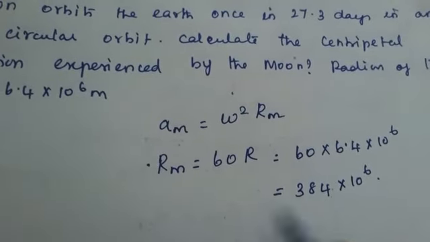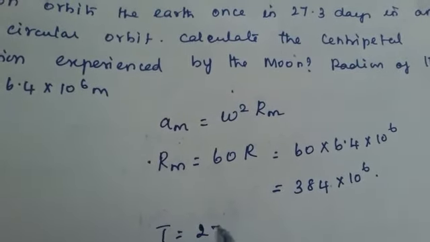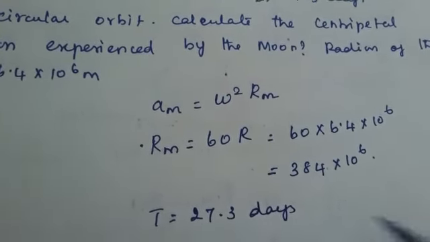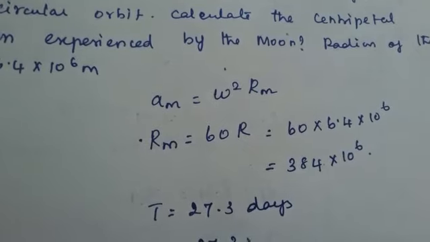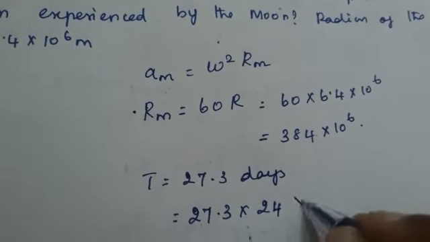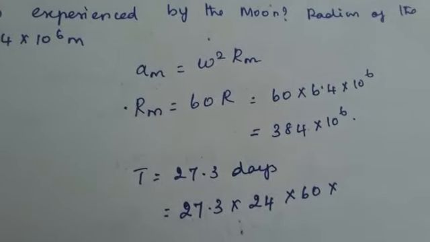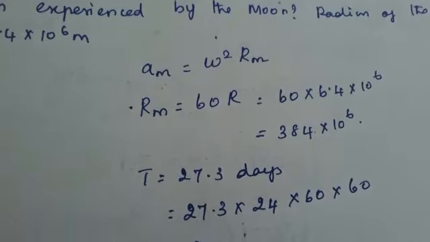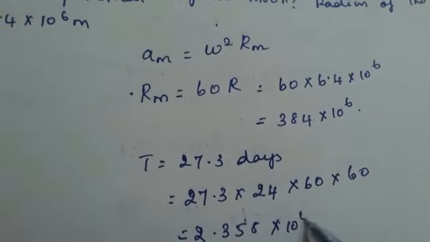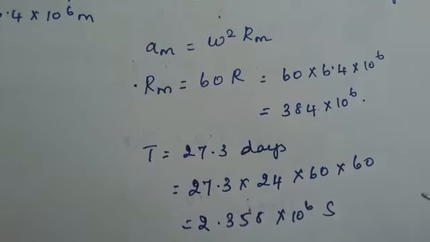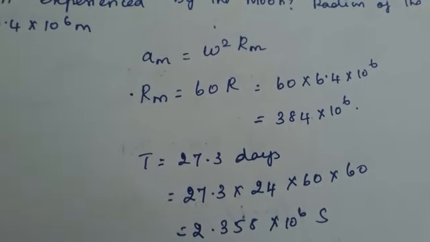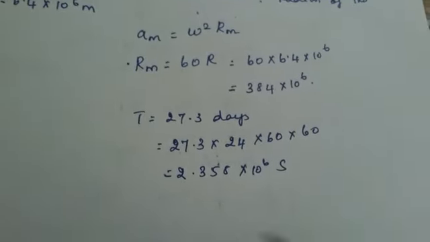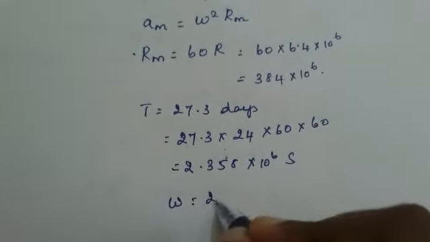Okay. Now the time period is given as 27.3 days. Now we have to convert it into what? Seconds. 27.3 days. So that is 27.3 into 24 hours into 60 minutes into 60 seconds. So if you multiply all these values, you will be getting 2.358 into 10 raised to 6 seconds. Okay. Now we have to go for finding the value. So what is omega? Omega is equal to 2 pi by t.